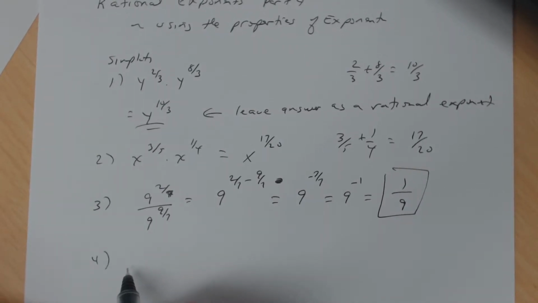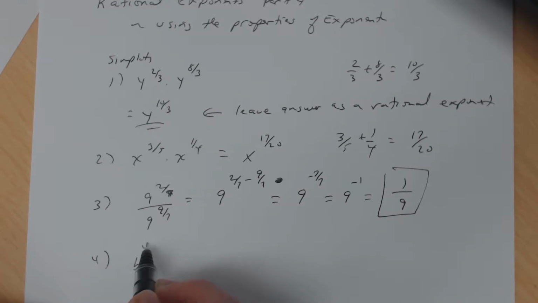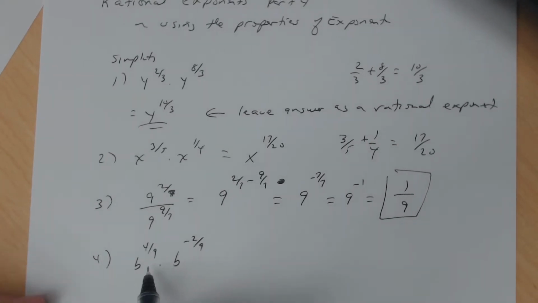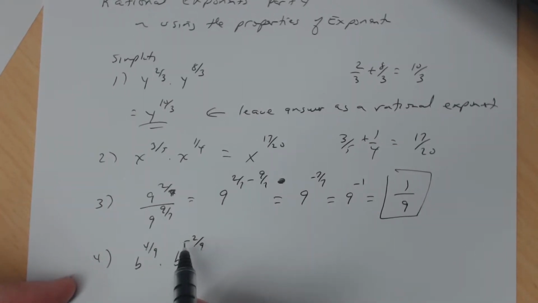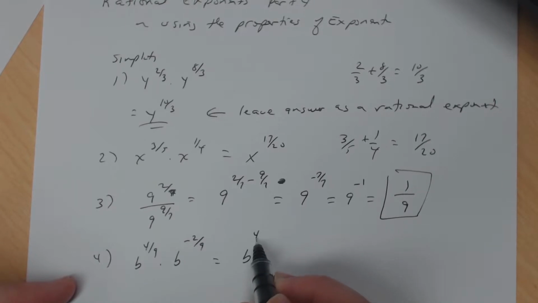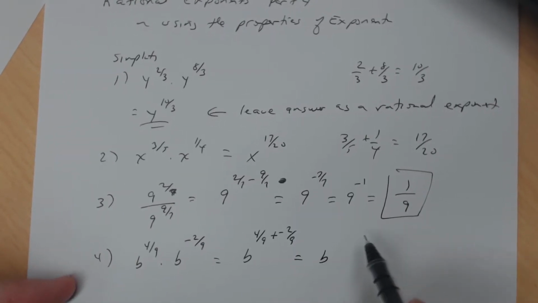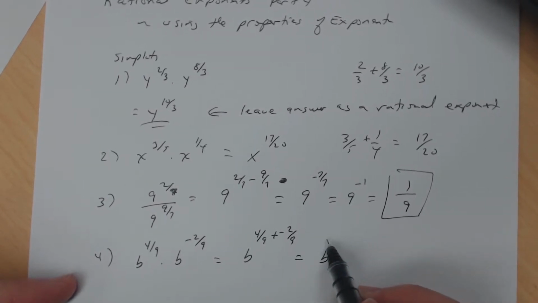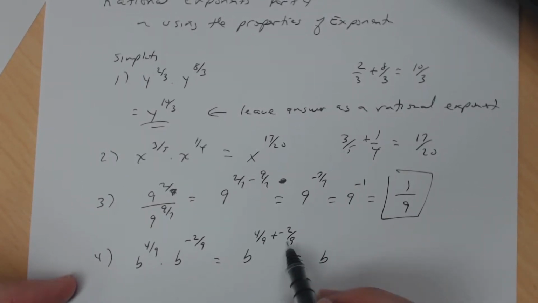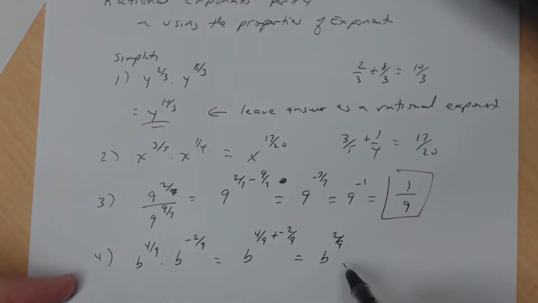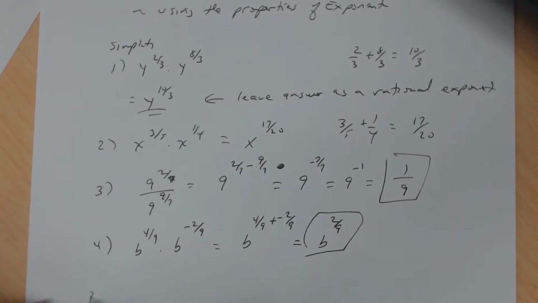Number 4, we have b to the 4/9 times b to the negative 2/9. Again, product rule: when you multiply like bases, you add exponents. So that's b to the 4/9 plus the negative 2/9. The denominators are the same, so that's the easy kind, and that's 2/9. And so you get b to the 2/9. So there's your answer. The exponent's positive, and it's written as a rational exponent.